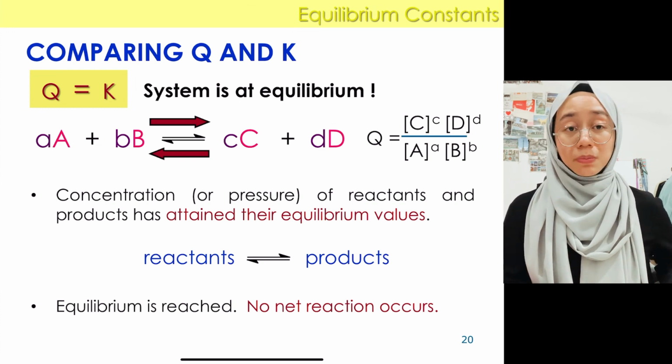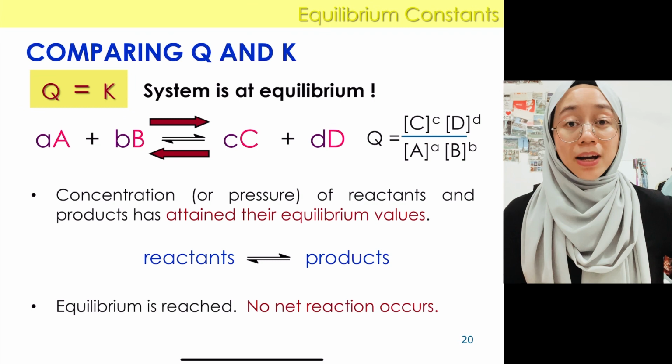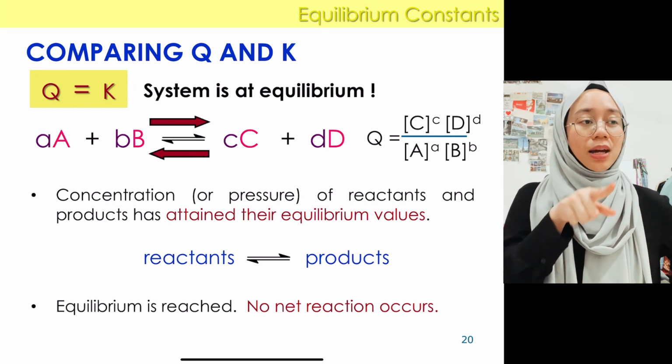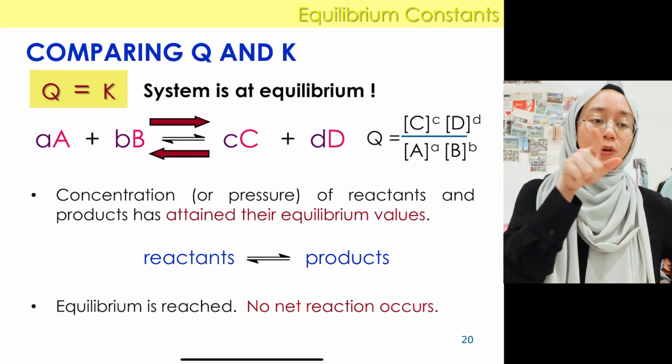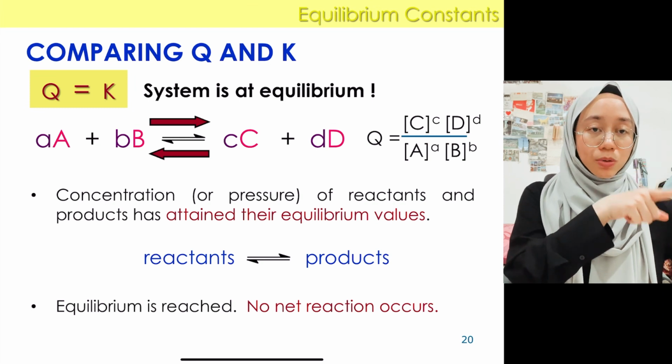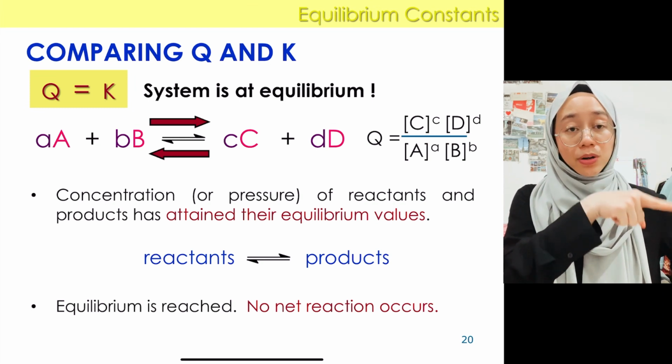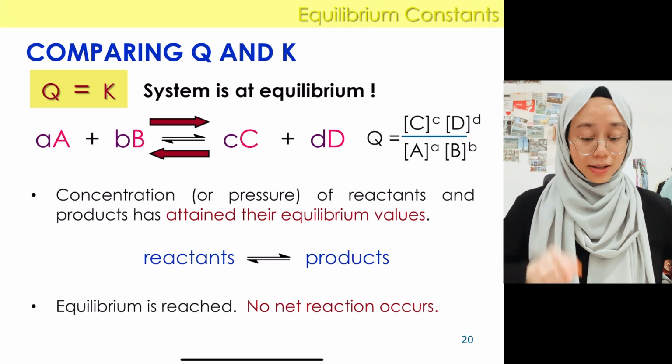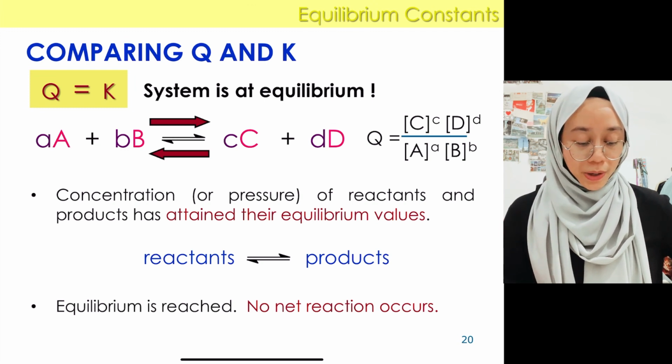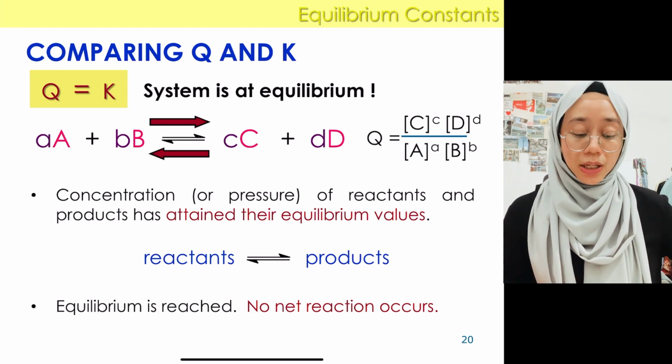Okay, but the reaction has not stopped lah. Okay, benda tu sentiasa ongoing. It's just that the amount of reactant producing product adalah sama banyak ataupun sama laju dengan the amount of product producing reactant semula. Okay, so that is when Q equals to K lah, the system has reached equilibrium.